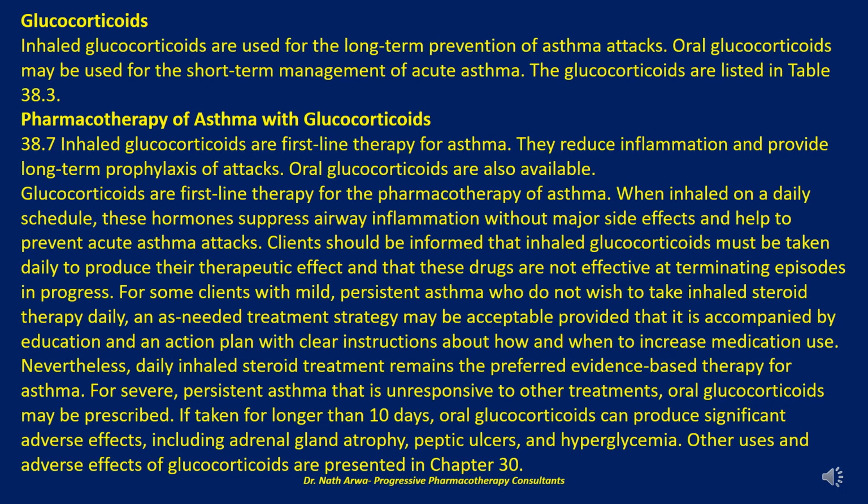For severe, persistent asthma that is unresponsive to other treatments, oral glucocorticoids may be prescribed. If taken for longer than 10 days, oral glucocorticoids can produce significant adverse effects, including adrenal gland atrophy, peptic ulcers, and hyperglycemia. Other uses and adverse effects of glucocorticoids are presented in Chapter 30.